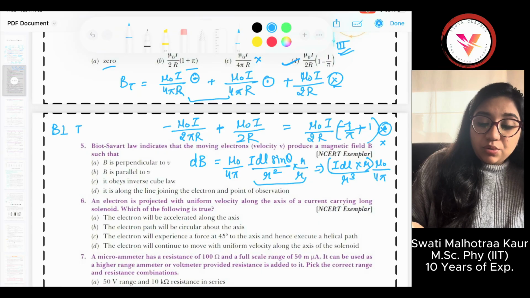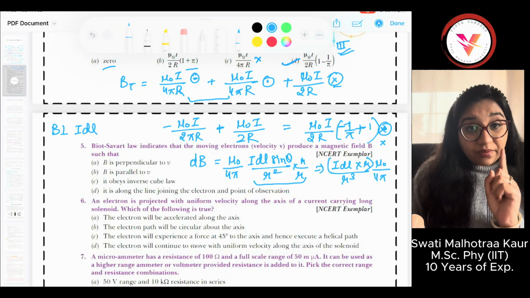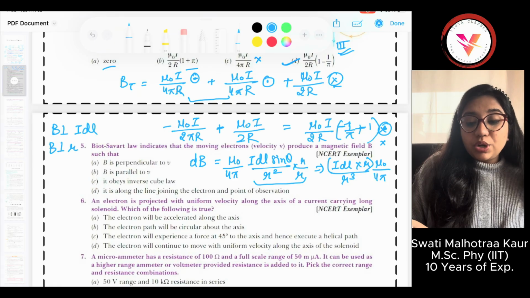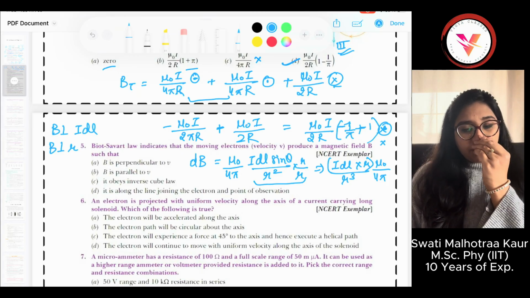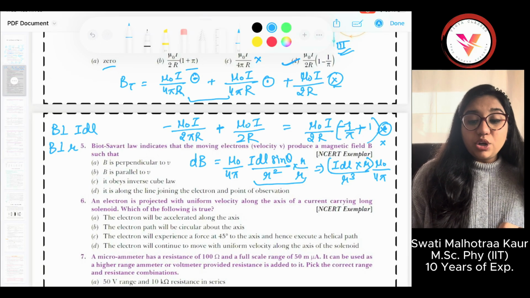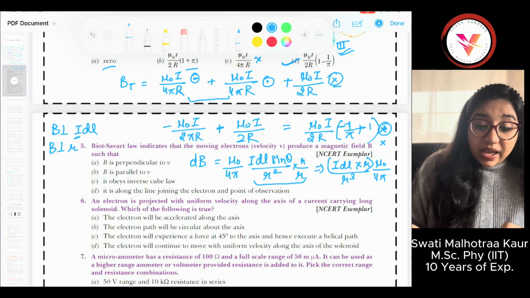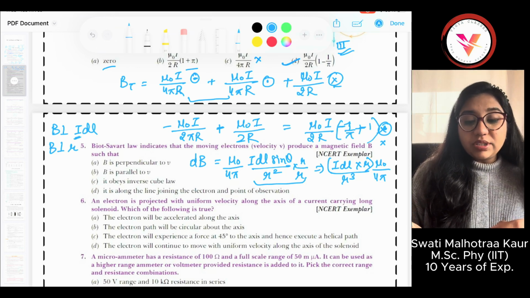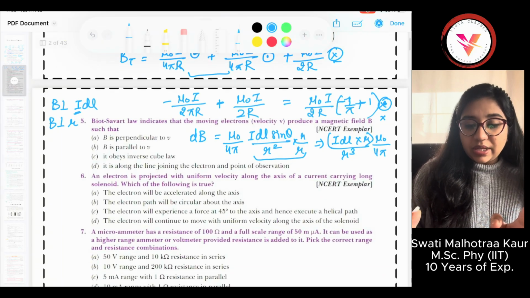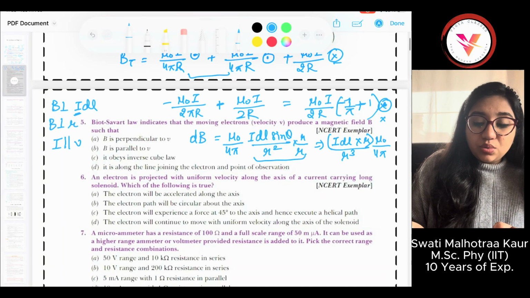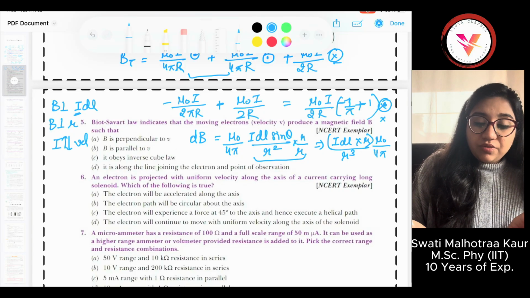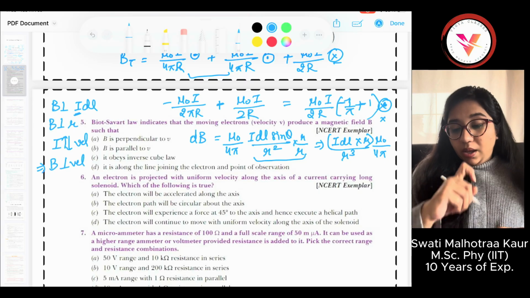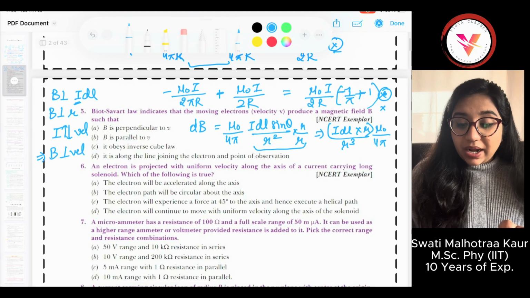That means B is perpendicular to IDL, that is the current element, which is a vector quantity, and B is also perpendicular to R, that is the distance between this current element and the point where we have to find the magnetic field. And if it is perpendicular to both, then the direction of moving electrons is opposite to the direction of current. You know that I is parallel, anti-parallel basically, to the velocity of electrons. So this states that the magnetic field becomes perpendicular to the velocity of electrons. So B is perpendicular to V.